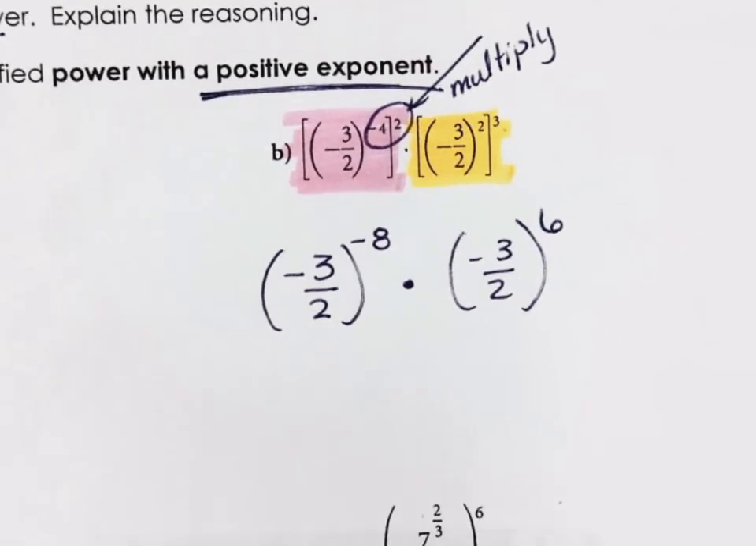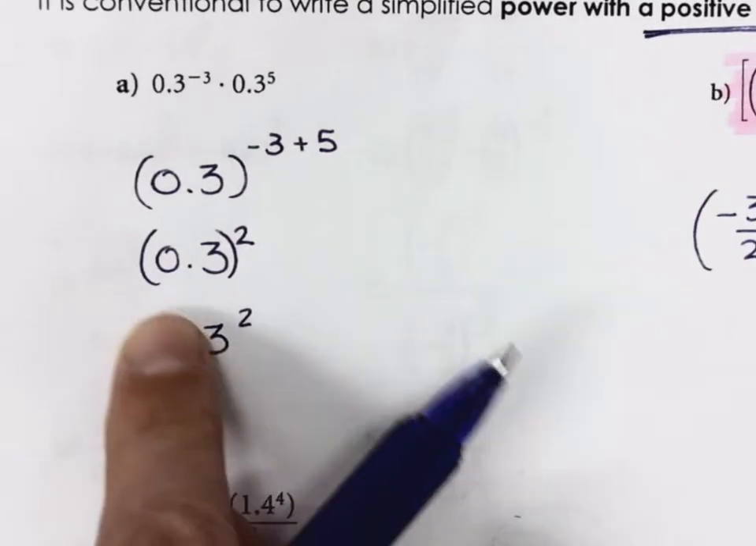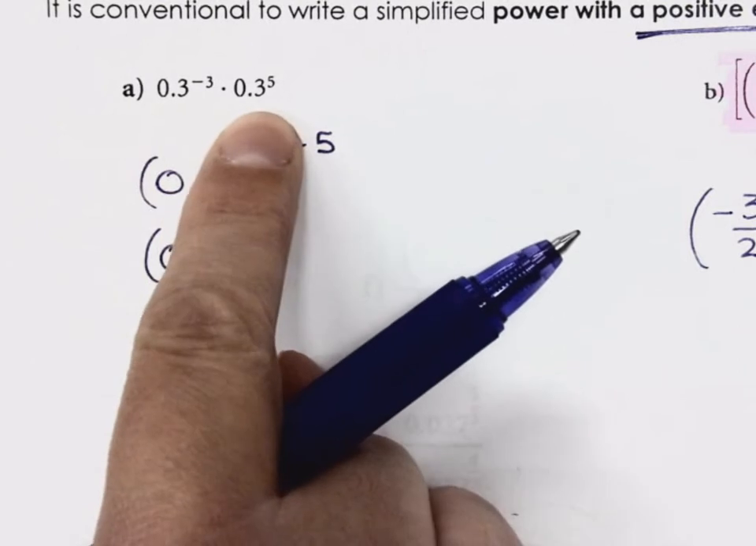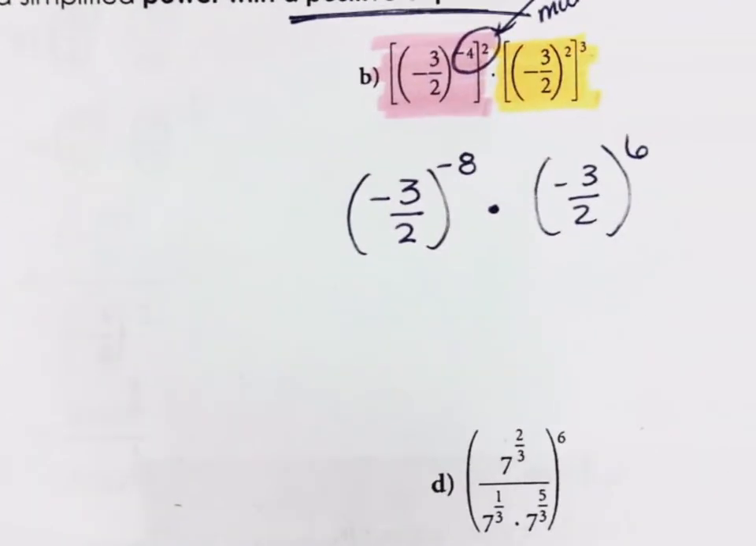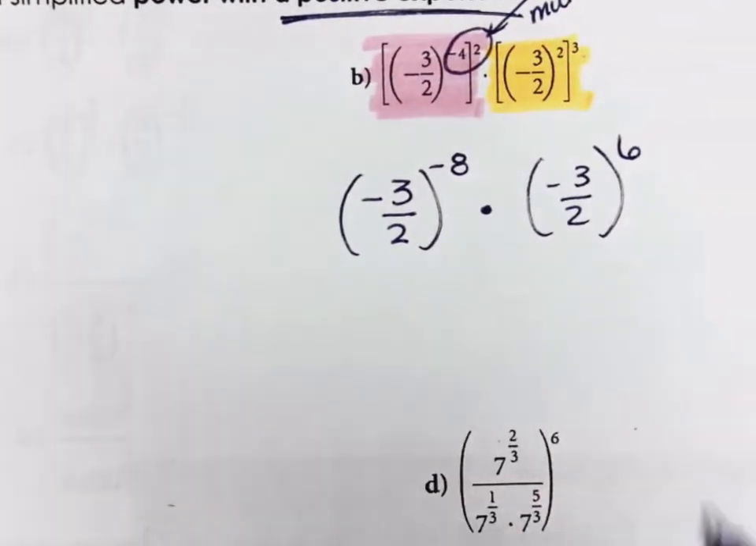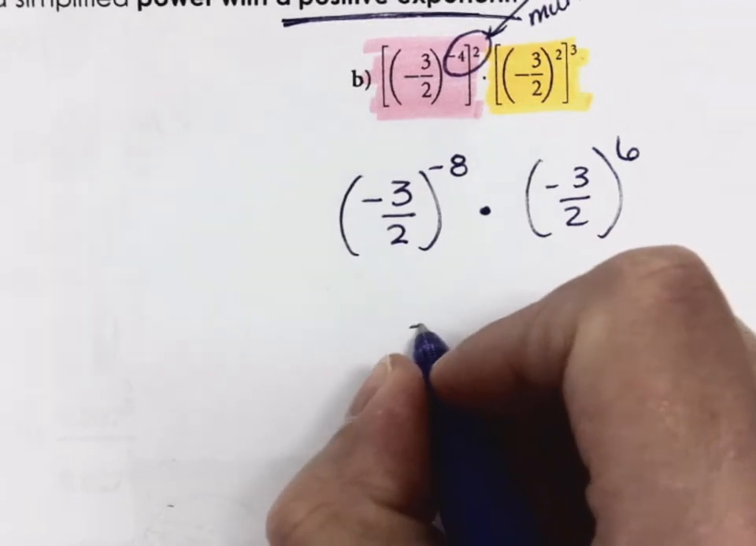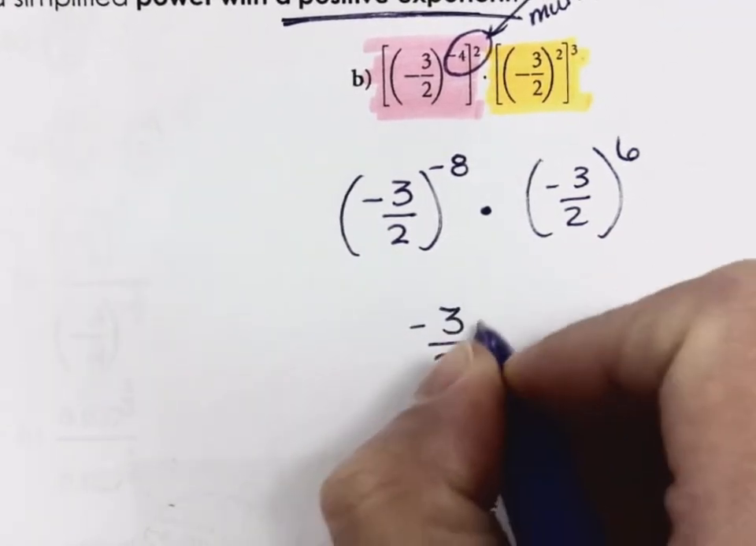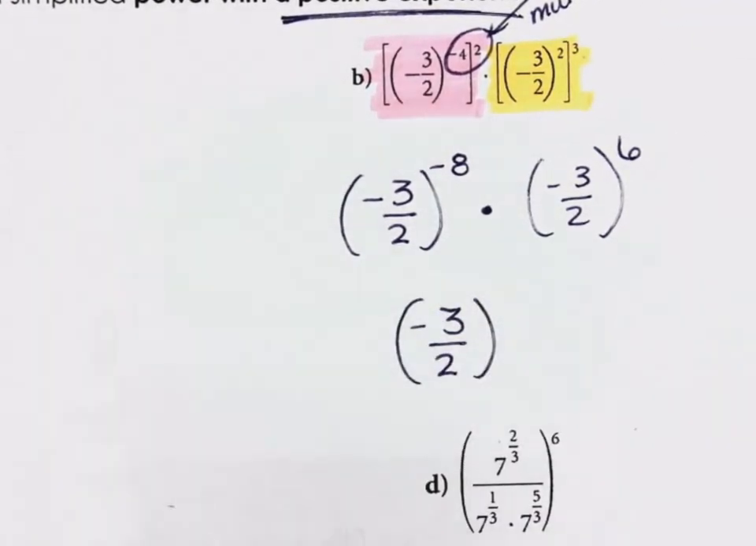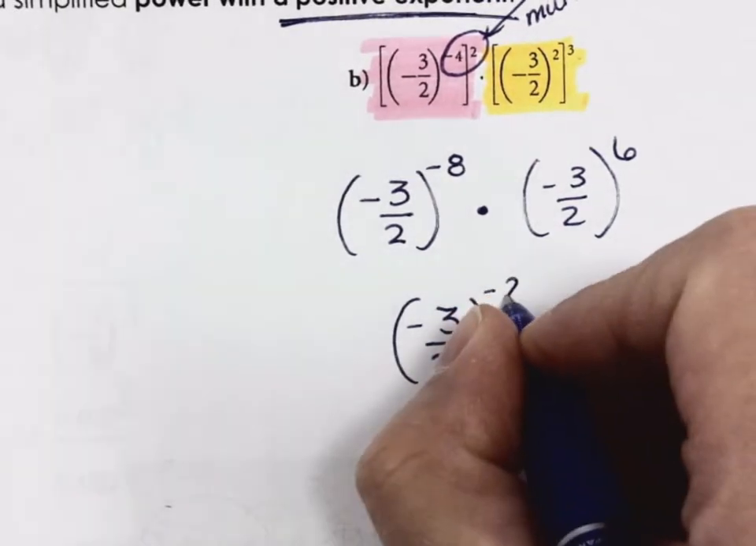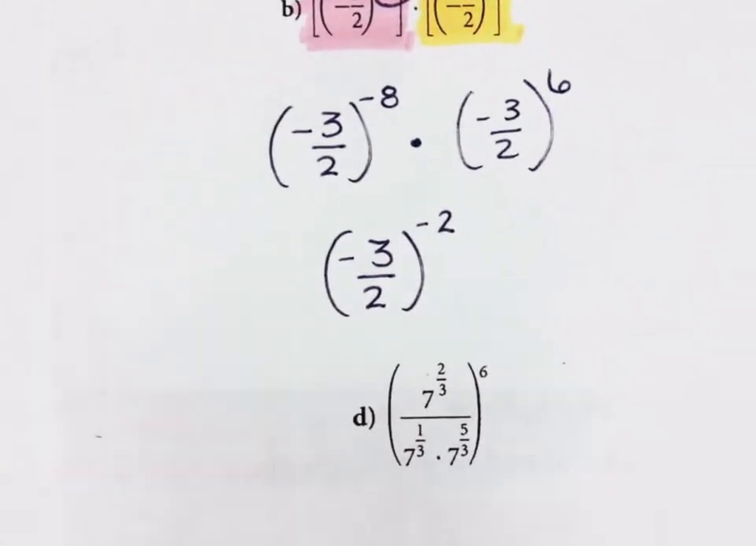Now we're going to look at them, and this is the exact same thing as part A was, right? Same bases, and now we have same bases, and we're going to add the exponents together. So we're going to keep the base of negative 3 over 2. This must be put in brackets because there's a negative sign, and then there's a denominator and numerator, so we've got to keep those. And now we have to write this as a positive exponent.